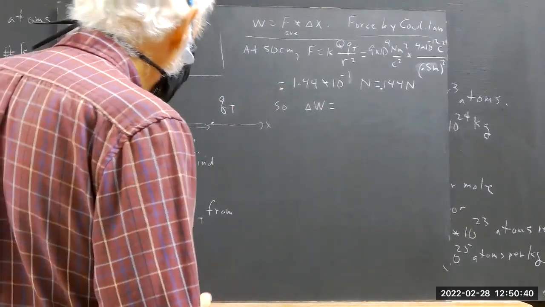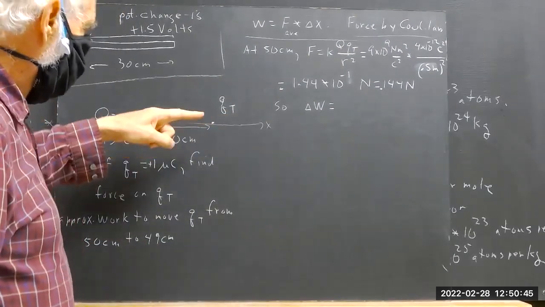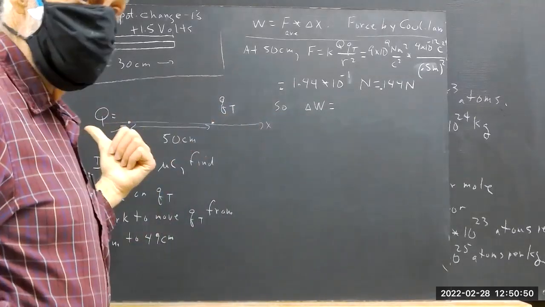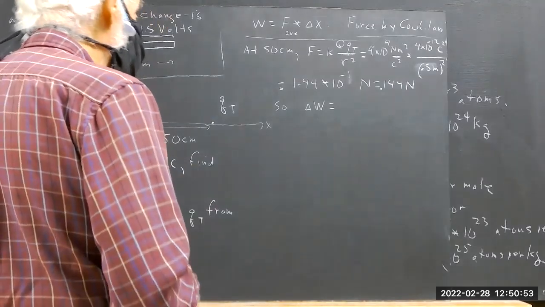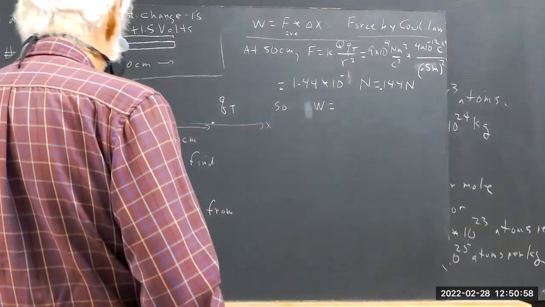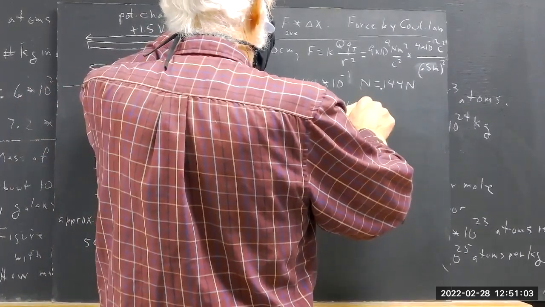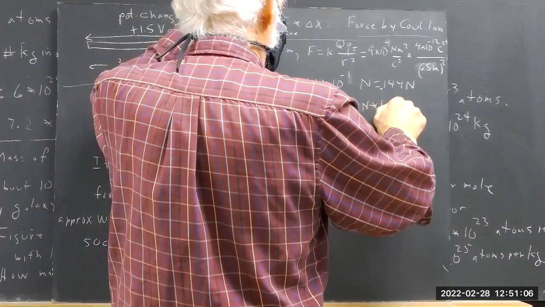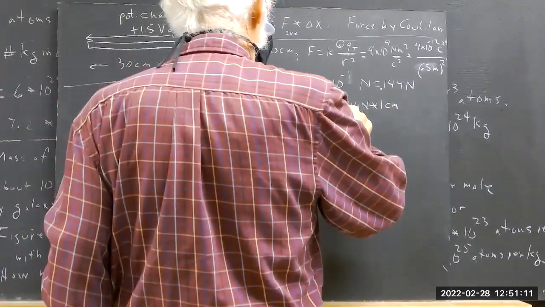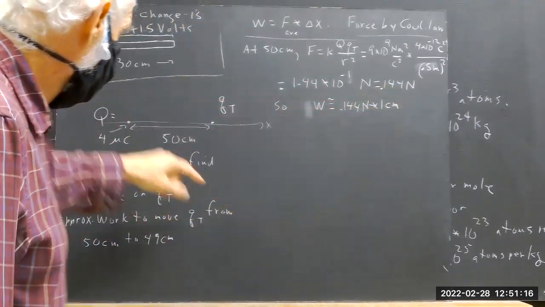Now we've got to be a little bit careful. The force that's exerted on this thing is in this direction. So the force that we have to exert has got to be in this direction, right? So the work done, I often use a delta for that, but I just use that. Okay, the work done is done. But 144 newtons times 1 centimeter, if we assume that the force doesn't change significantly between here and there.